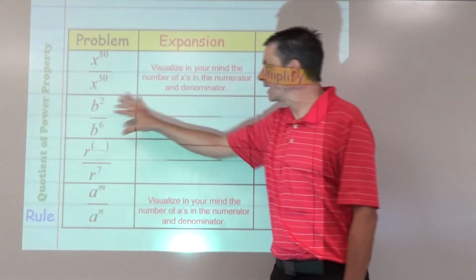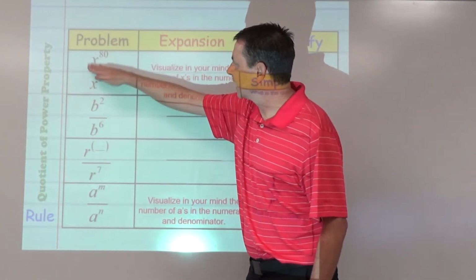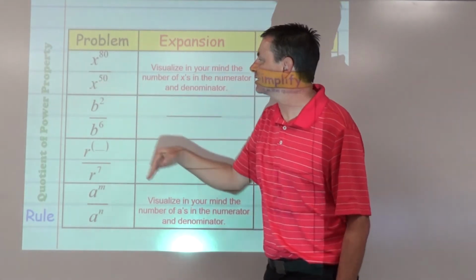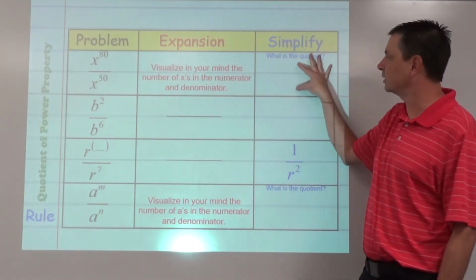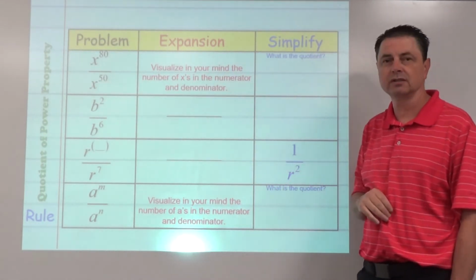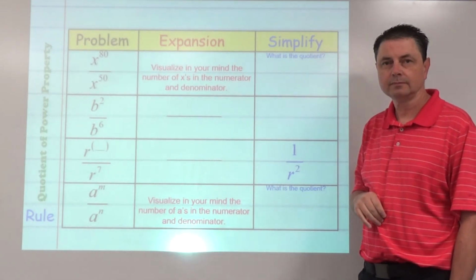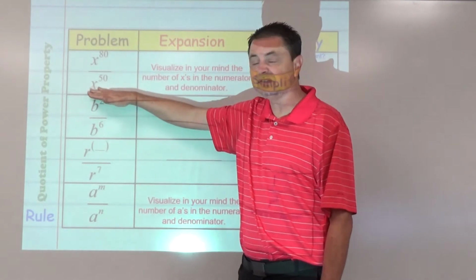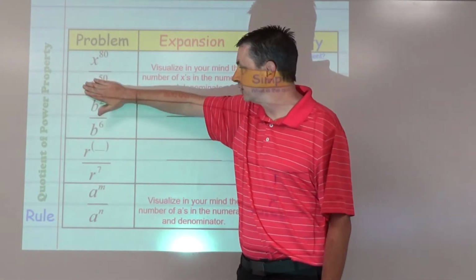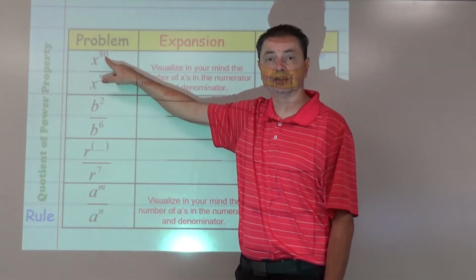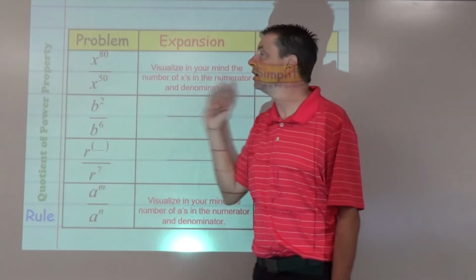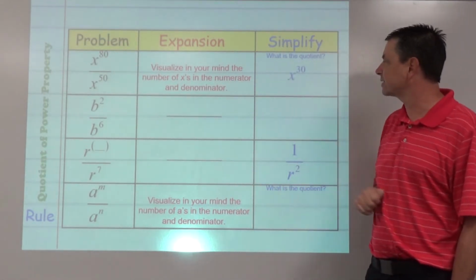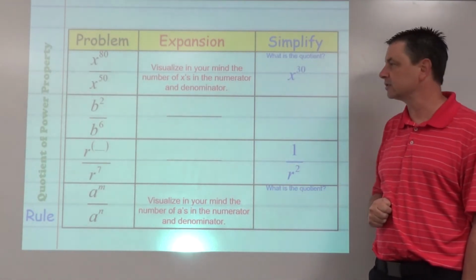Kind of one more like that before we change it up just a little bit. We've got x to the 80th divided by x to the 50th. What do you think is going to be our quotient? Well, if we've got 80 x's on top and 50 x's on the bottom, these 50 will cancel with 50 of those. How many are left? 30 are left. X to the 30th power is our answer.